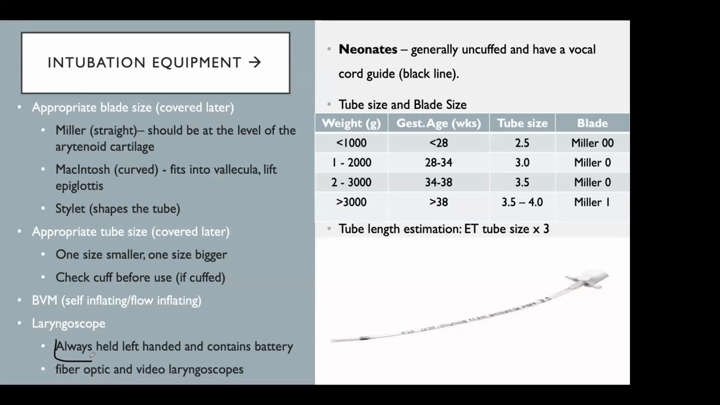Neonates are generally uncuffed, and they have a vocal cord line or a black line. You can kind of see this here. Some of them will just have the black line, and some of them will look like this. They'll say pass the black line through and you should be good, and others will say set it in between these two lines here. I need another picture of the double lined, but that's your marking. That's how you know you should be in the airway. You shouldn't be in the right main stem or anything like that.